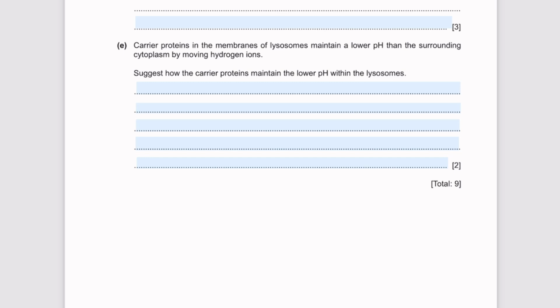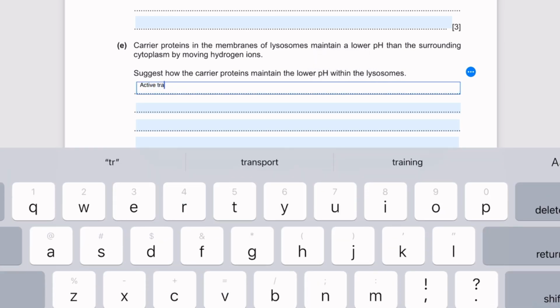So what I could see here is that we're talking specifically about maintaining a lower pH. How do we maintain a lower pH? He already mentioned that it would be by moving hydrogen ions. How do carrier proteins move hydrogen ions? Active transport. There you go. How does active transport work? Moving hydrogen ions against the concentration gradient, from a region of lower concentration to a region of higher concentration.